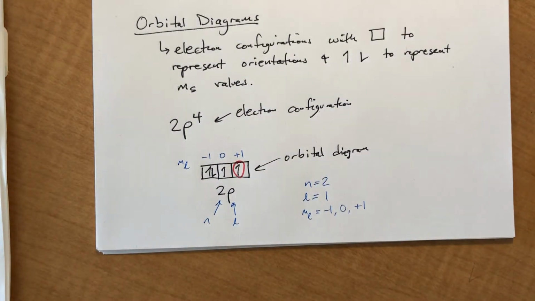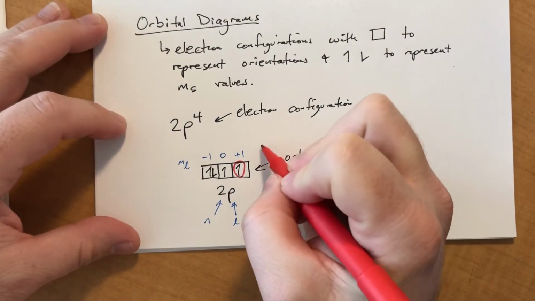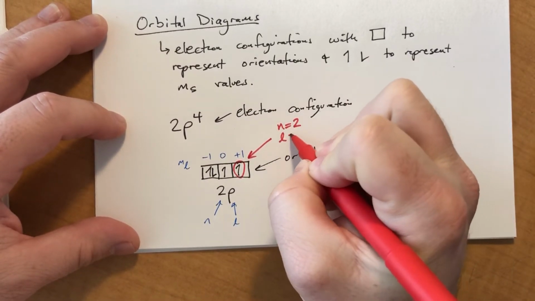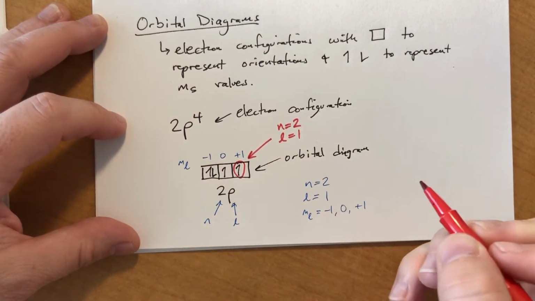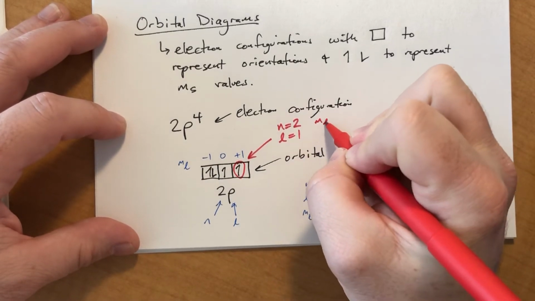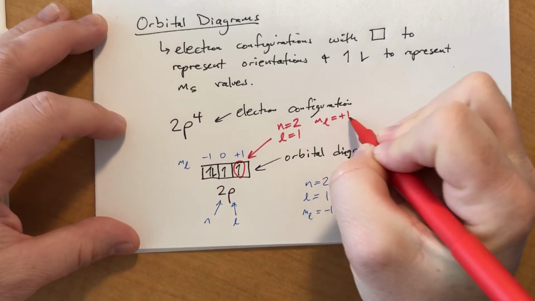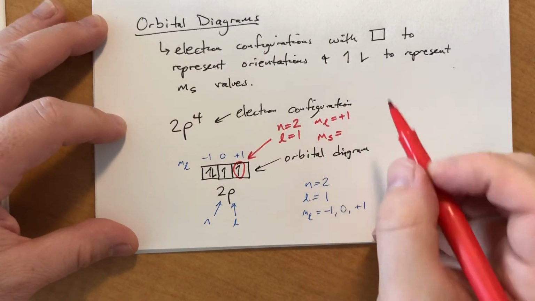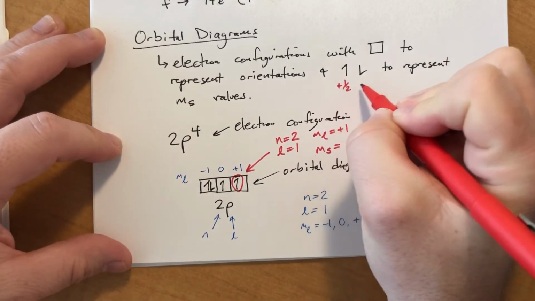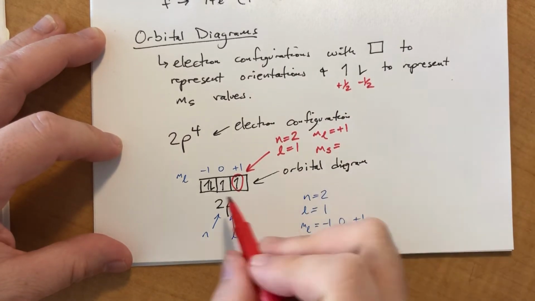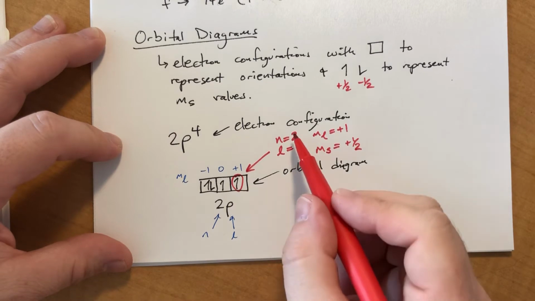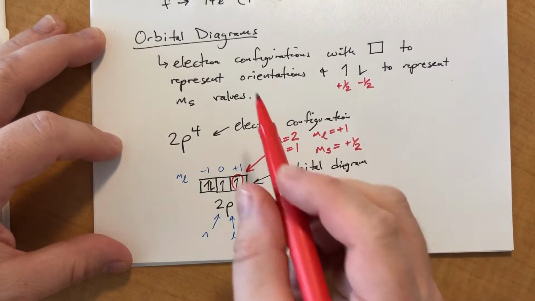And so if we looked at any individual electron, let's say we picked this one. The n value equals 2, the l value equals 1. This told us that m sub l equals +1, and the m sub s value is either +1/2 or -1/2, which I guess I could write up here. The up arrow means +1/2. So this individual electron has all 4 quantum numbers defined by the orbital diagrams.